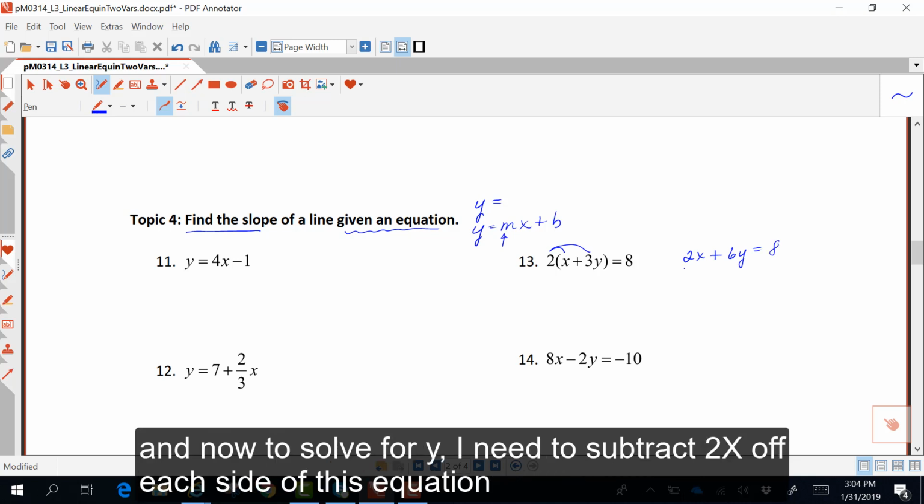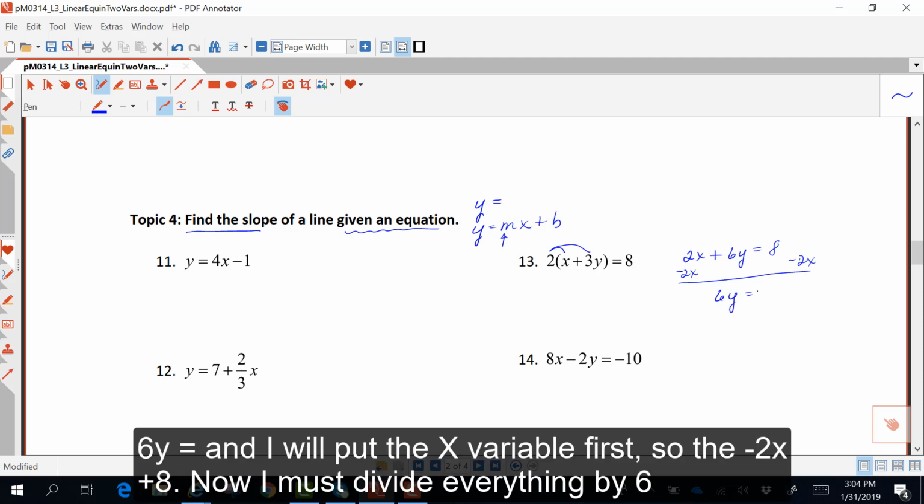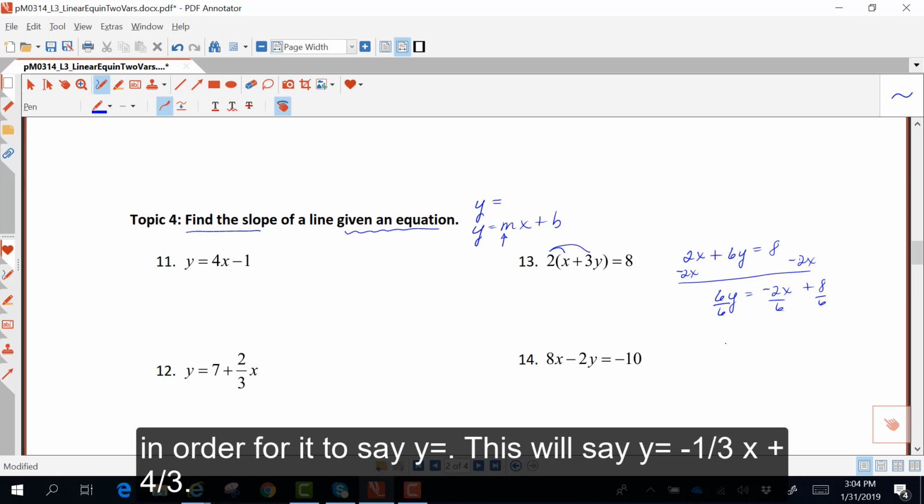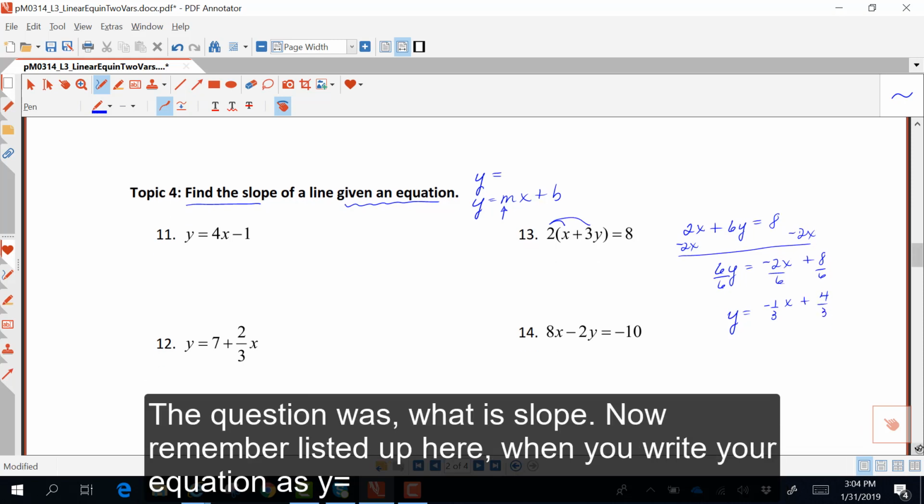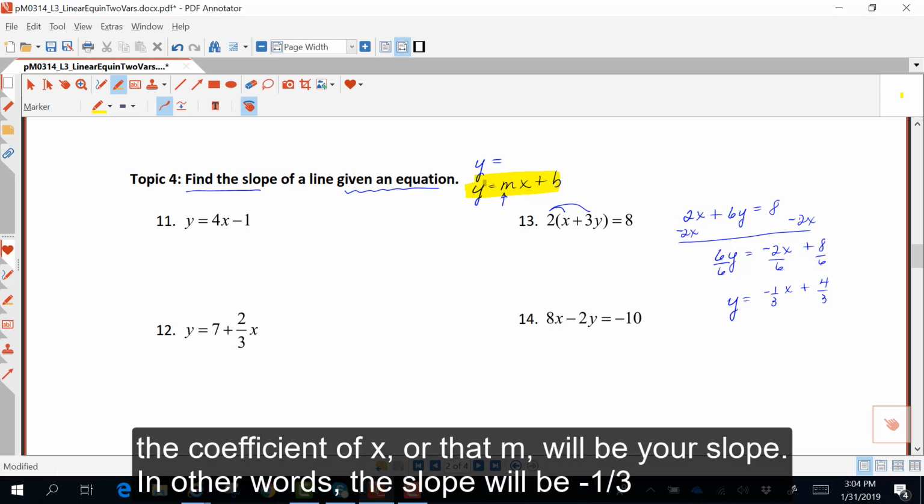Now, to solve it for y, I need to subtract 2x off of each side of this equation. It will then say 6y equals, and I'm going to put the x variable first, so the negative 2x plus 8. Now I must divide everything by 6 in order for it to say y equals. So this will be y equals a negative 1/3 x plus 4/3. Now the question was, what is slope? Now remember, listed up here, I said when you write your equation as y equals, the coefficient of x, or that m, will be your slope. In other words, the slope is going to be negative 1/3.